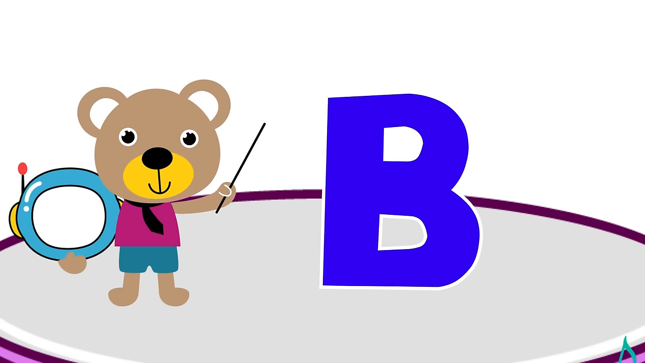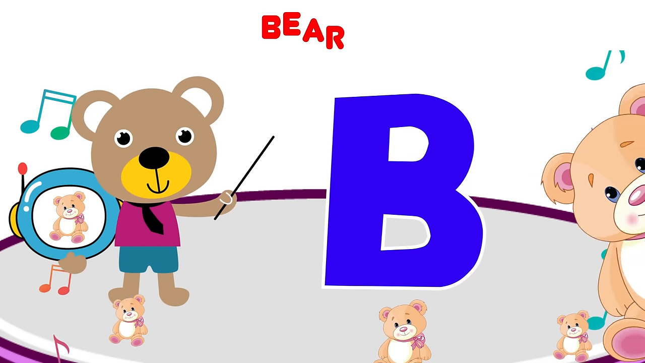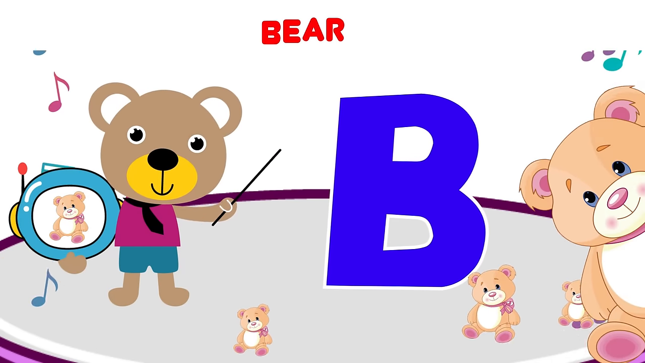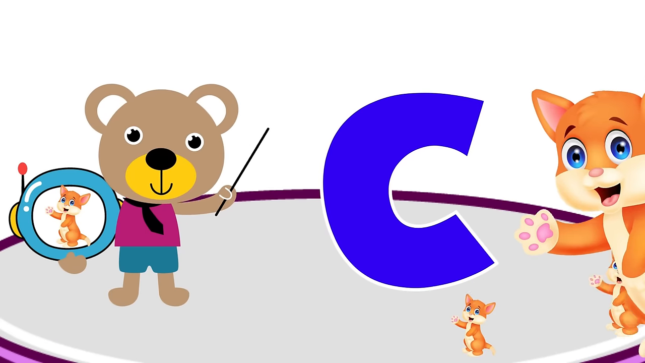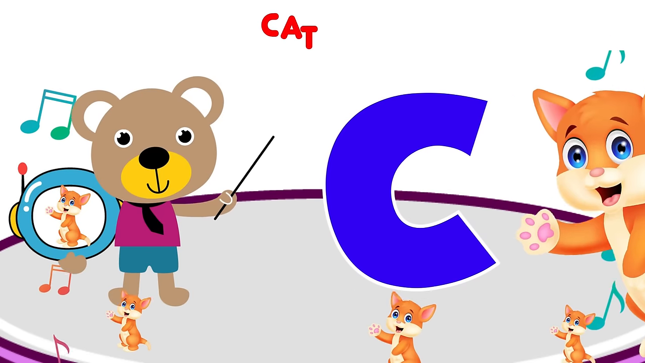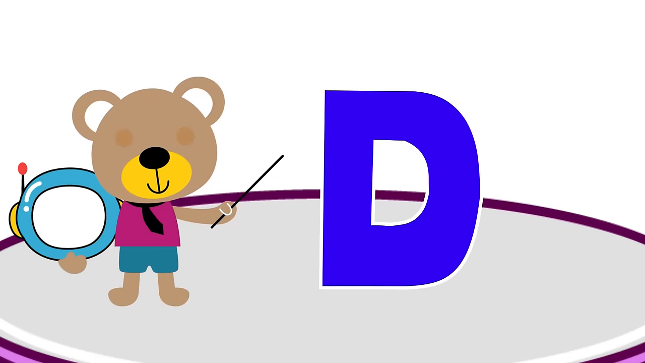B is for bear. B, b, bear. B, bear. C is for cat. C, c, cat. C, cat. D is for duck.